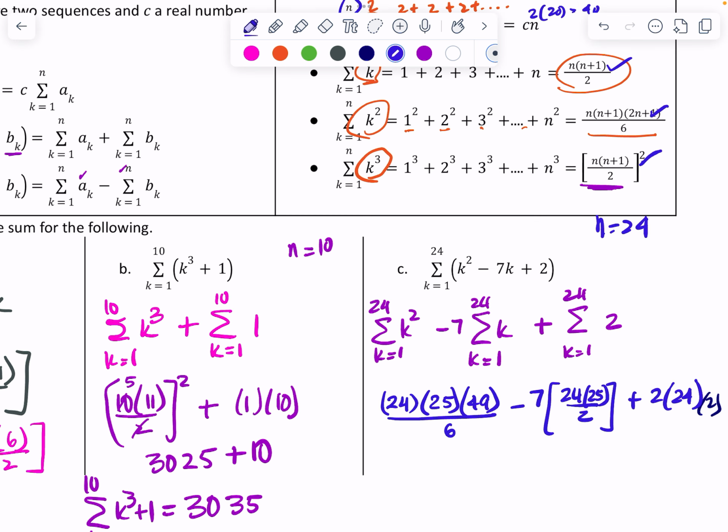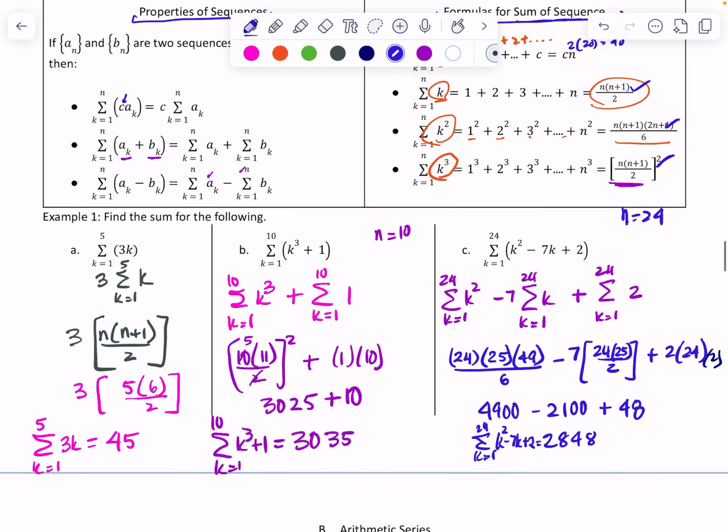And I should have, I'm just doing the math. That's 4,900. 12 times 25 is minus 2,100 plus 48. 2,100 plus 48. 2848 is what this will add up to. So the sum of k equals 1 to 24 of k squared minus 7k plus 2. Okay, kind of got cramped, but that is the sum of that.